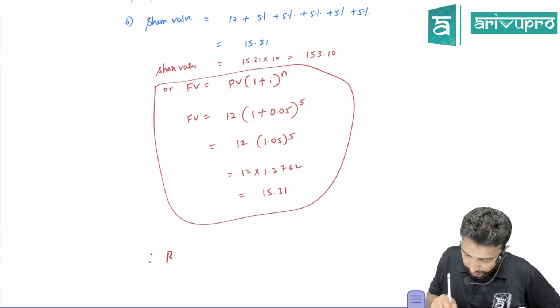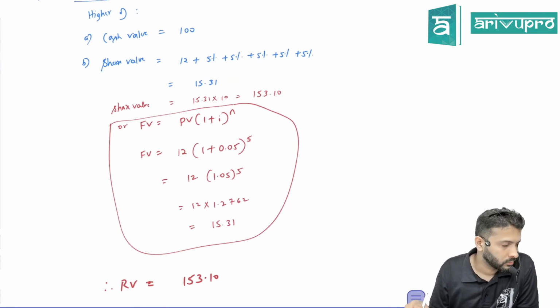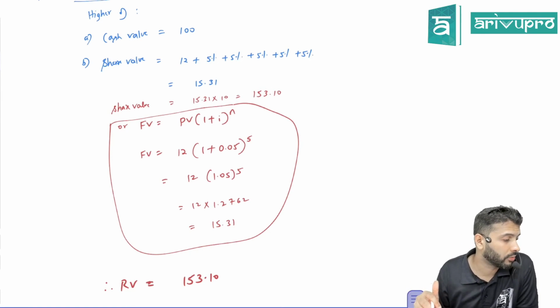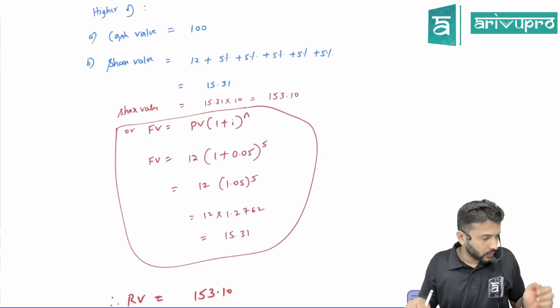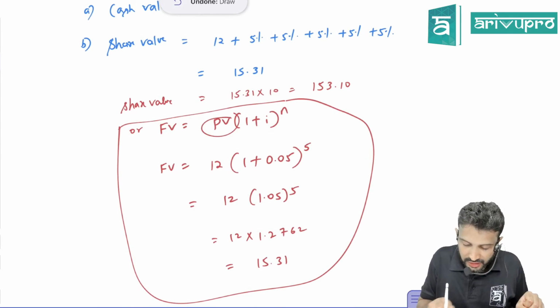Therefore, RV is what, sir? RV is the higher of the two, which is 153.10. Any problem? Problem over, or we have all the data now? We have all the data. We need to find out the cost of debt. Can we do it online, or anybody still updating? Or any confusion in the online? If you want full forms, FV stands for future value, PV stands for present value.